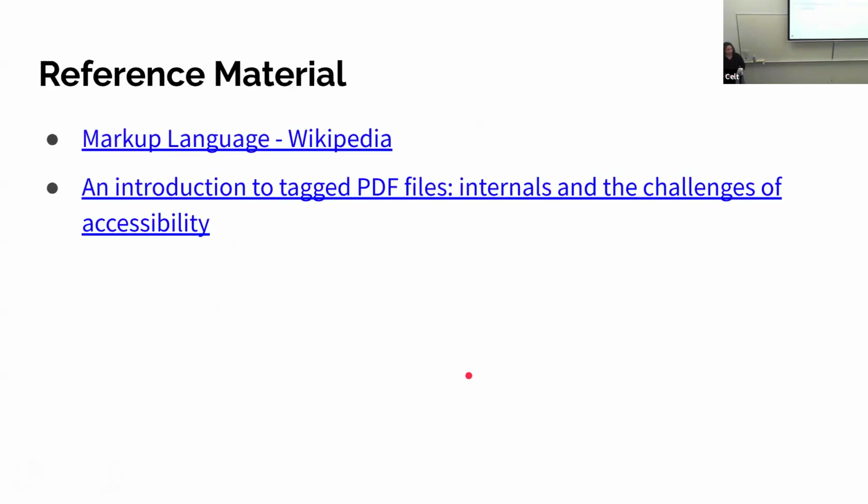So for reference material for markup languages, I used Wikipedia. I have a good page about what they are, what it means. But the core content for this was taken from a post from Overleaf, which is the online tool for using LaTeX and creating documents with LaTeX. They have an extensive post talking about the challenges of accessibility for tools like LaTeX or Overleaf.